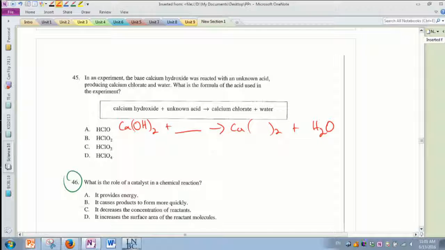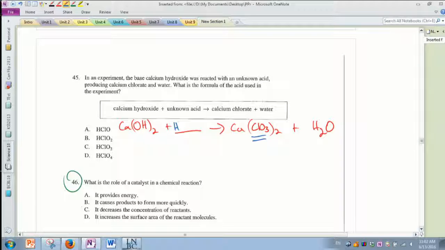The important thing is to remember that generally speaking, if you start with it, you have to end with it. And in this case, we have the ClO3 ion. And it's an acid-base neutralization. So we're going to have something with an H over here for sure, because it's an acid.